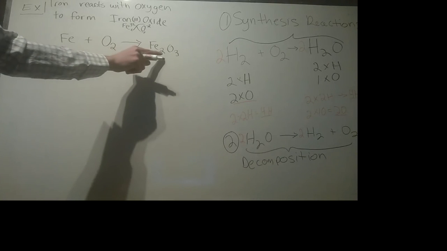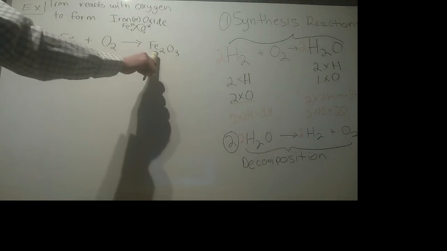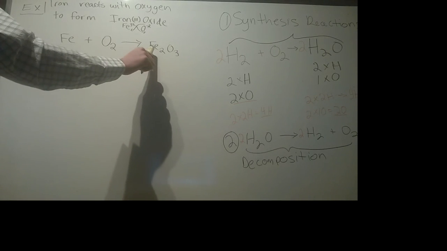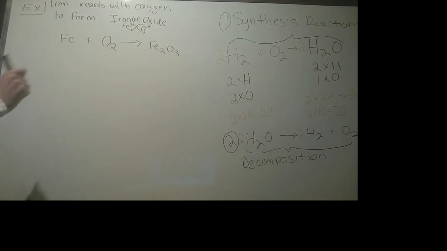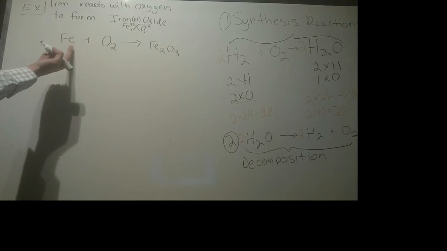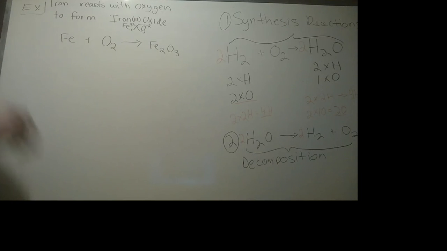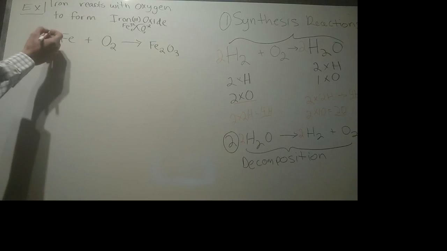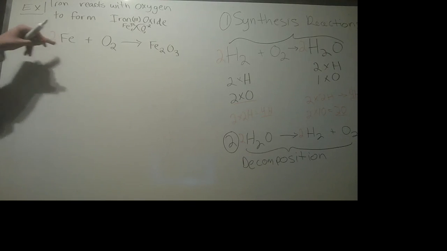So I'm going to start with balancing the number of irons. If we look at the right side, how many irons do we have? Well, it's Fe2O3, so we only have 2 iron atoms on the right side. On the left side, because iron is by itself, we actually only have 1 iron atom here. So in order to balance the 2, we can simply put a coefficient of 2 before the iron, making it so that the total number of irons on the left is 2.